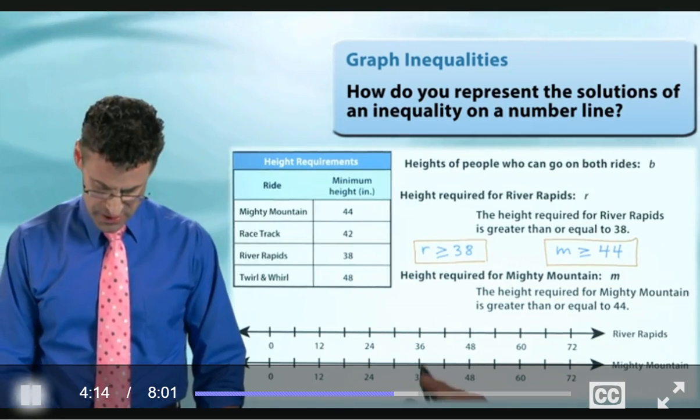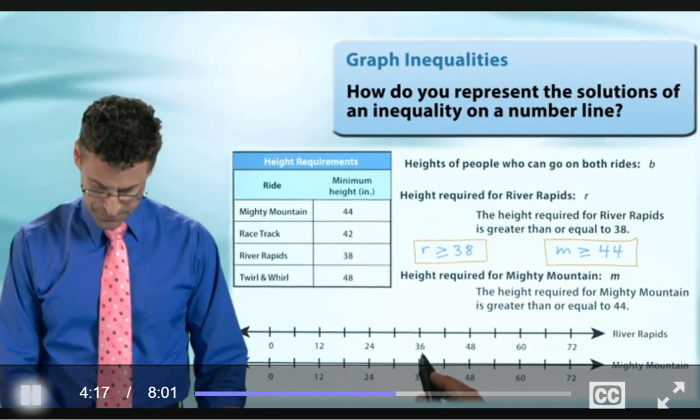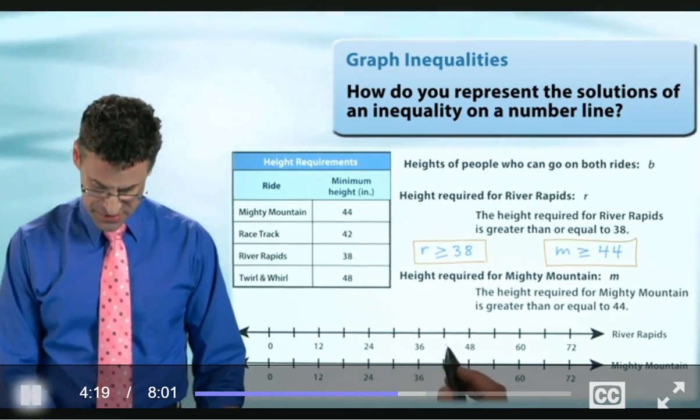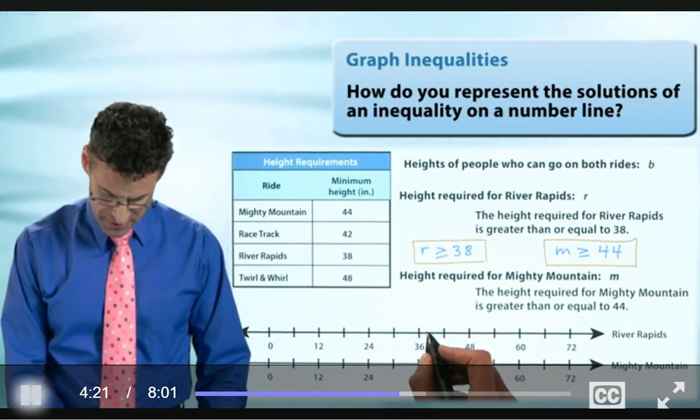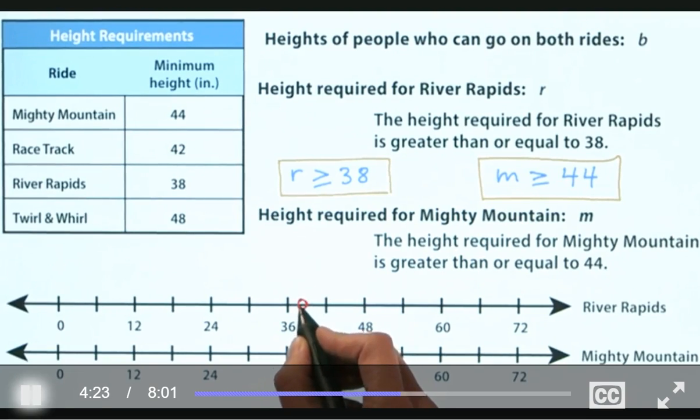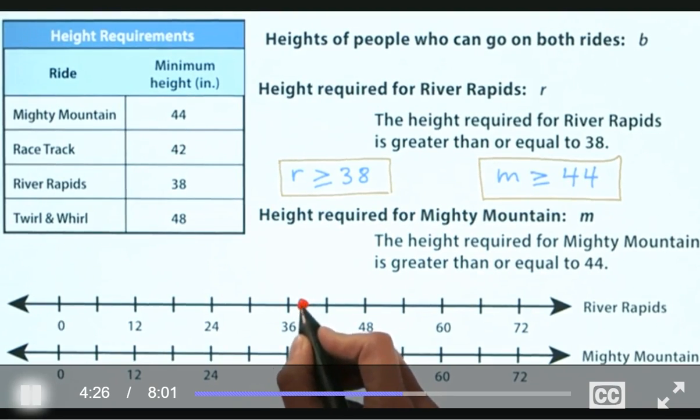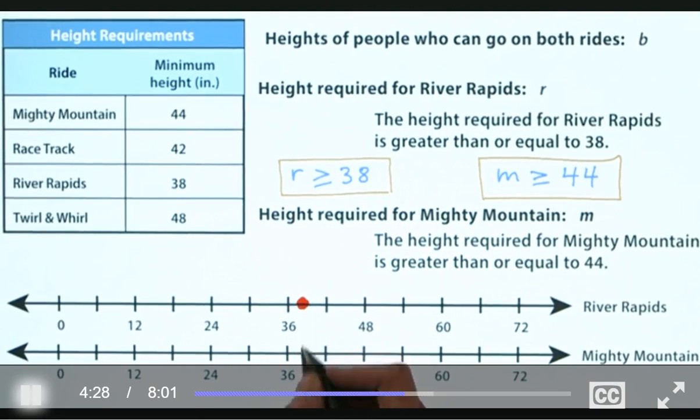Now let's see where 38 is. Well, here's 36. And these are increasing by notches of 6. So this is going to be 42. So 38 is right around here. So I'm going to put a dot right at 38. So that's if R equals 38.